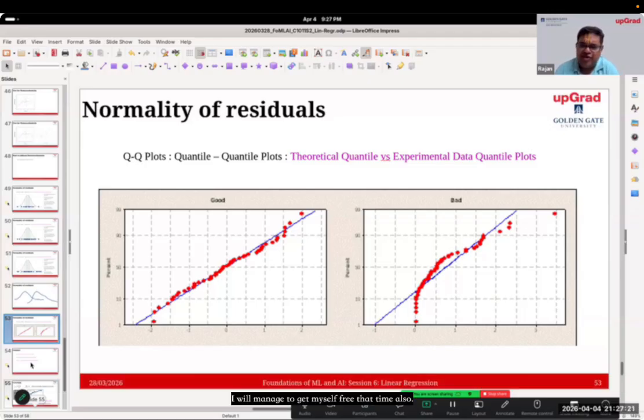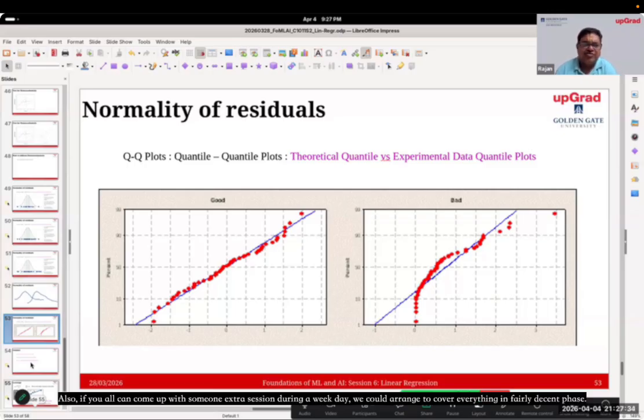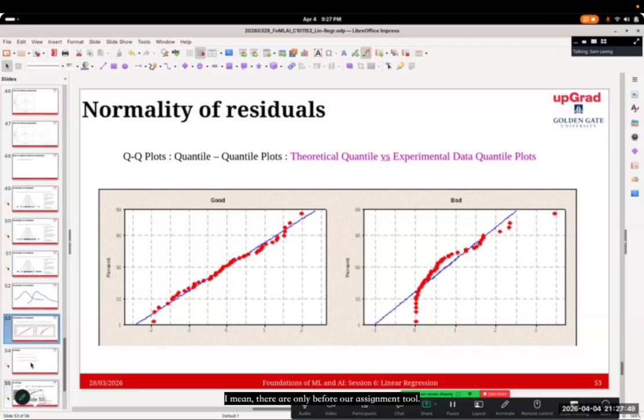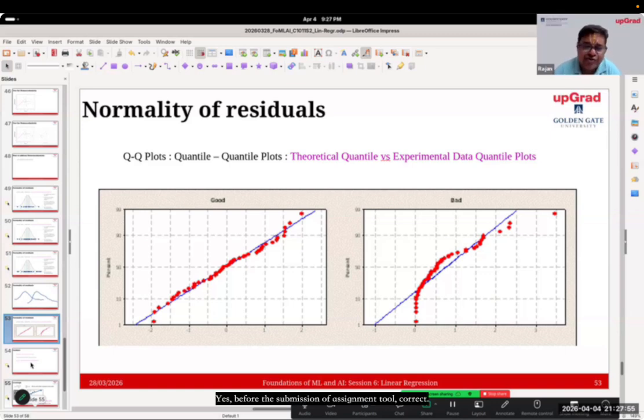I will manage to get myself free. The time also, I don't care whether it is morning, evening, or midnight for me. If you all can come up with one extra session during a weekday, we could arrange to cover everything at a fairly decent pace. Will it be before the submission of assignment 2? Yes, before the submission of assignment 2, correct.